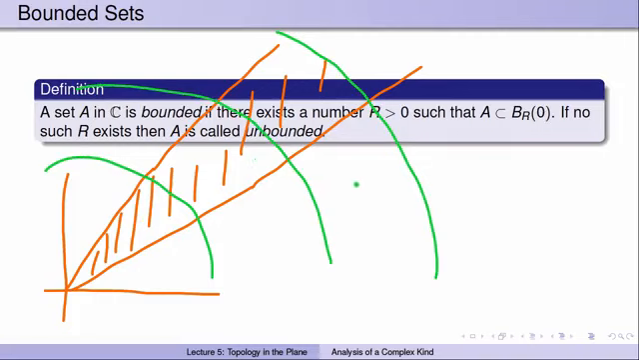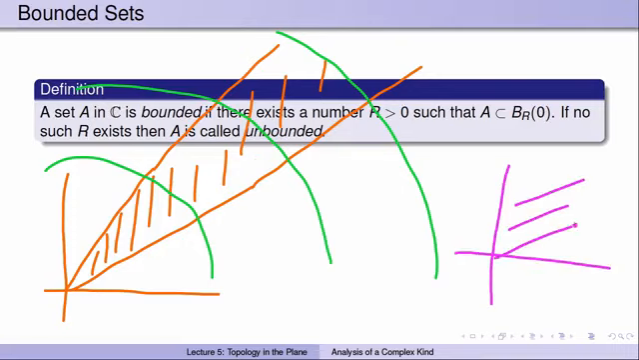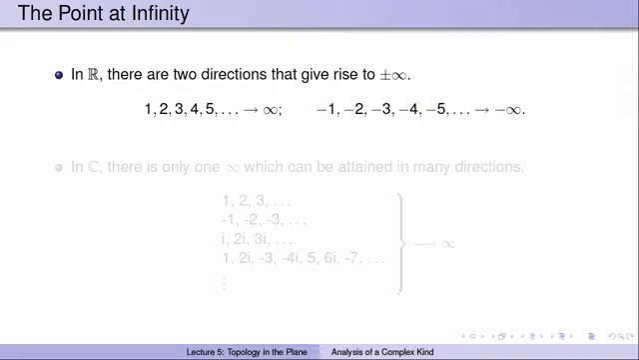Another example of an unbounded set is a whole half-plane. Let's say all those points for which the real part is positive. That's an unbounded set. The whole complex plane itself is an unbounded set. So there are plenty of unbounded sets. We already brought up this notion of infinity a little bit for those unbounded sets which are reaching out towards infinity. In R, we remember there are 2 directions that give rise to infinity.